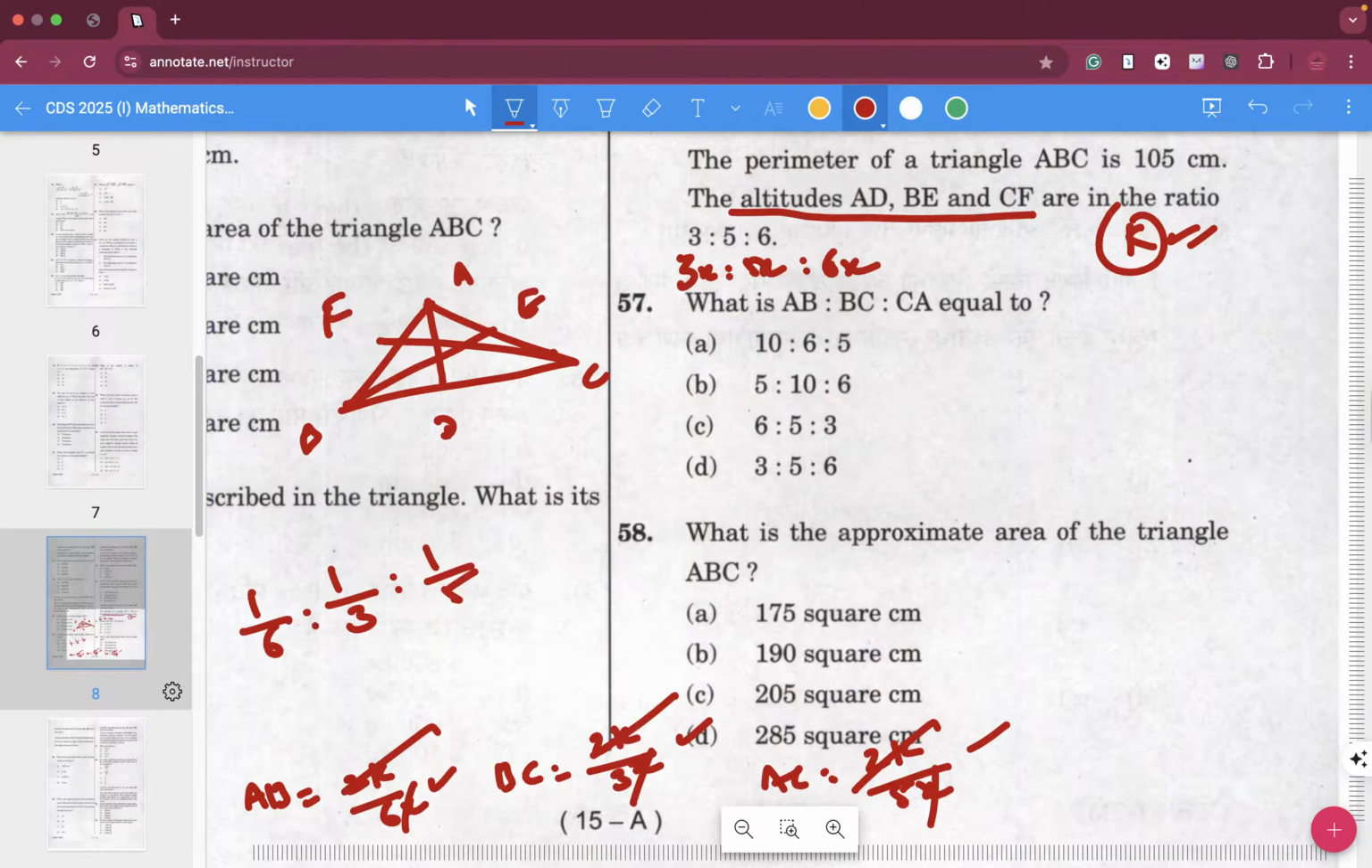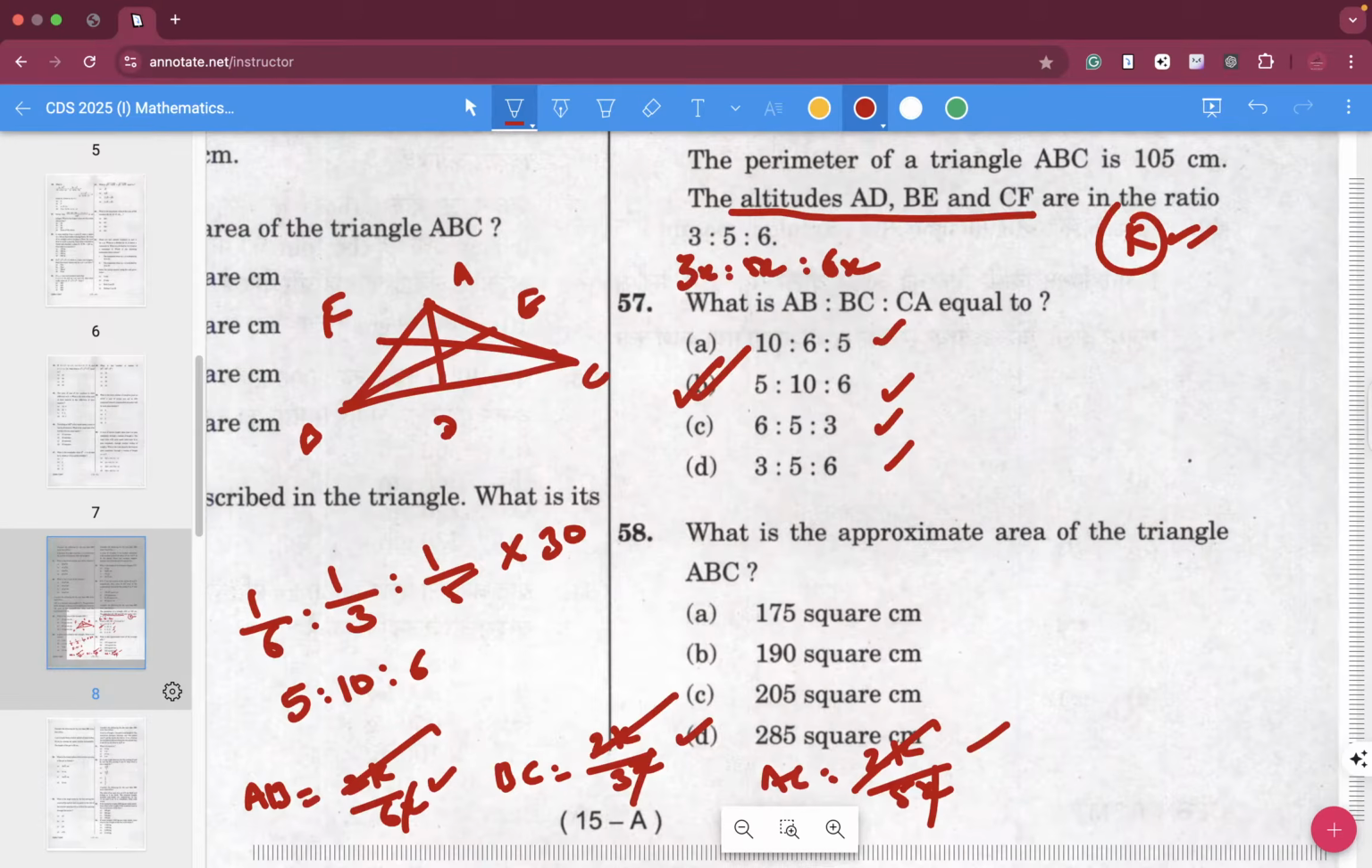Now how do we change that into a simple ratio? We multiply the whole of this by the common LCM, which is 30, which gives 5 is to 10 is to 6. So B is the correct answer for this question. This is the ratio of AB is to BC is to CA. And they are asking for the approximate area of triangle ABC.